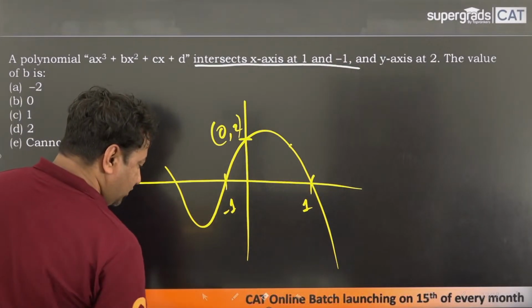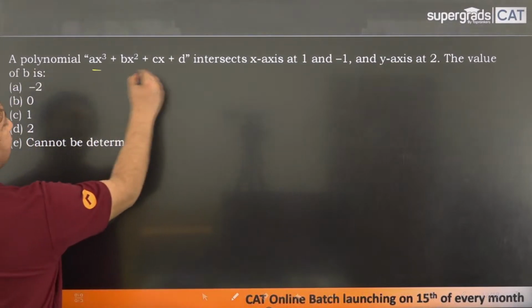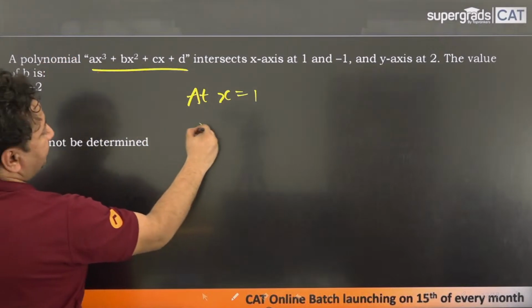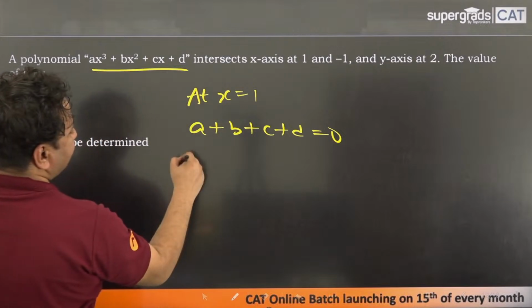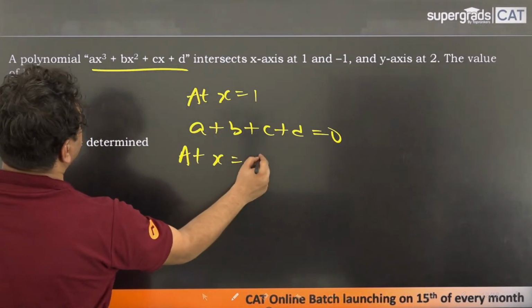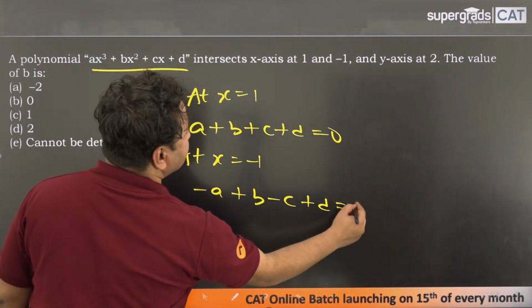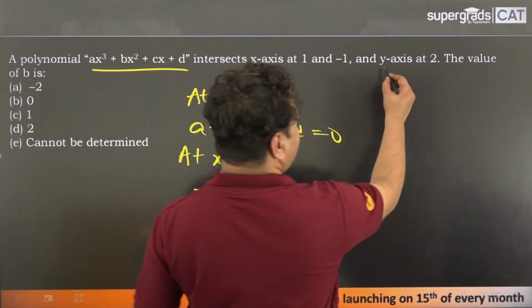Okay, so to solve this question, what can be done? At x equal to 1, what do we get? Let us put 1 over here. A plus B plus C plus D is equal to 0. At x equal to minus 1, what do we get? Minus A plus B minus C plus D is equal to 0. And y-axis at 2, what is the interpretation of this?